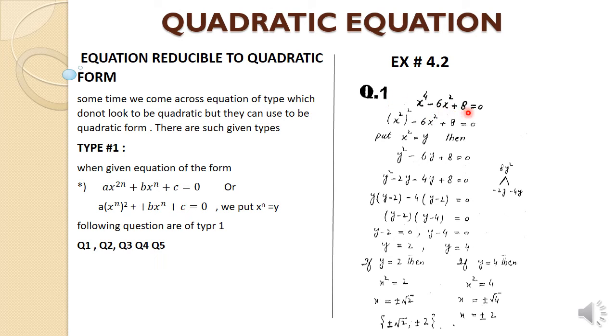Question number 1 is x^4 minus 6x^2 plus 8 equals 0. Basically, students, it is a quadratic equation in form, but the highest power of x is 4. So we apply the method of type 1. We write x^4 as (x^2) whole squared, minus 6x^2 remains the same, plus 8 also remains the same, equals 0.